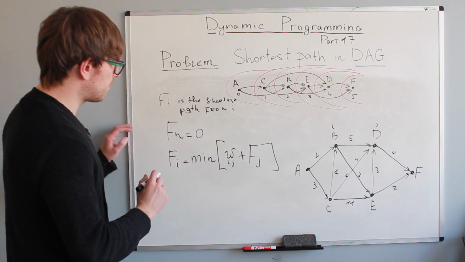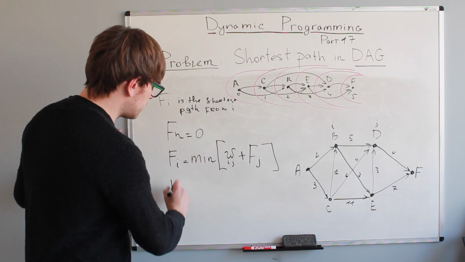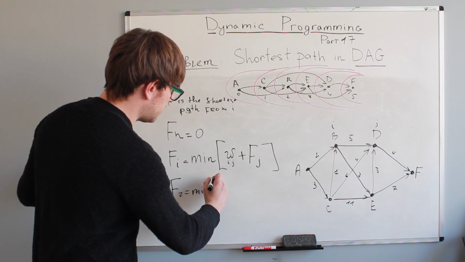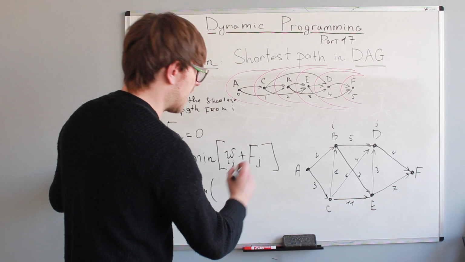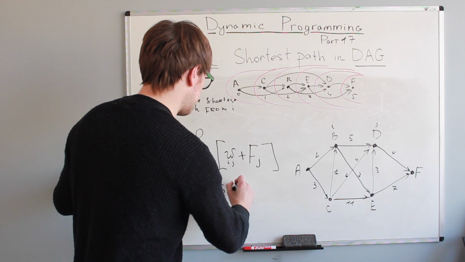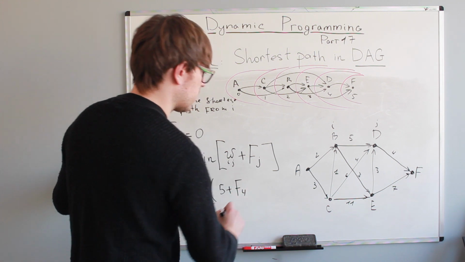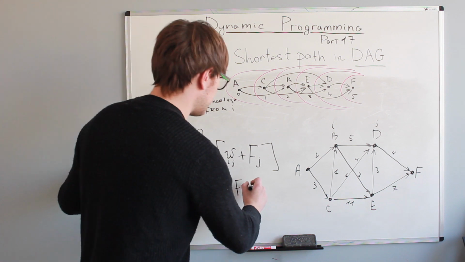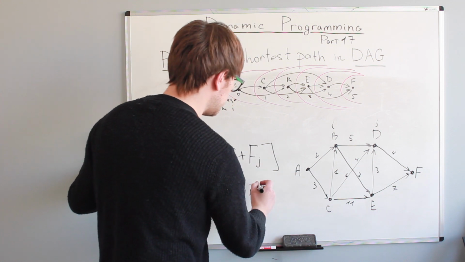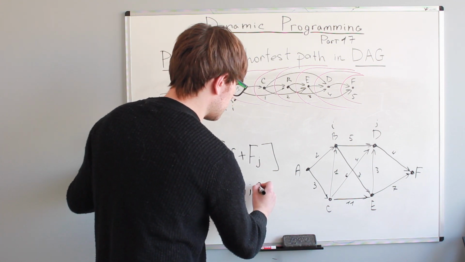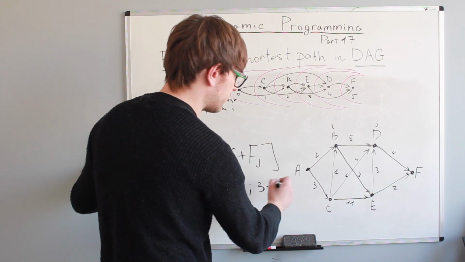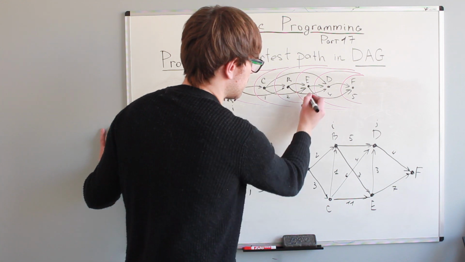So if we were to solve for f of 2, it would be f of 2 equals the minimum between, so we would have to pay 5 plus f of 4, or the minimum between, if we go to 3, if we go to E, we have to pay 3, and we still haven't reached F, so we have 3 plus f of 3.